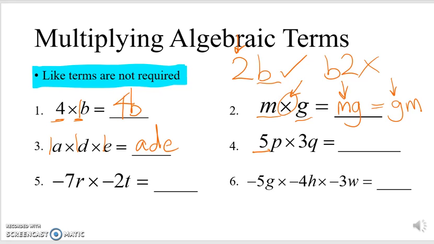So here we've got coefficients this time of 5 and 3. When I multiply them, I get 15. And when I multiply p by q, I get pq.